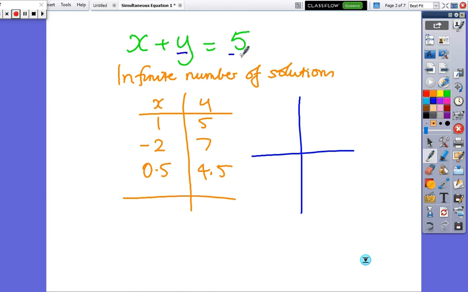The y-intercept is 5, the x-intercept is 5, and the reason it's an infinite number of solutions is because every point on that line is a solution to x plus y equals 5. That's why there's an infinite number of solutions. Then come across.